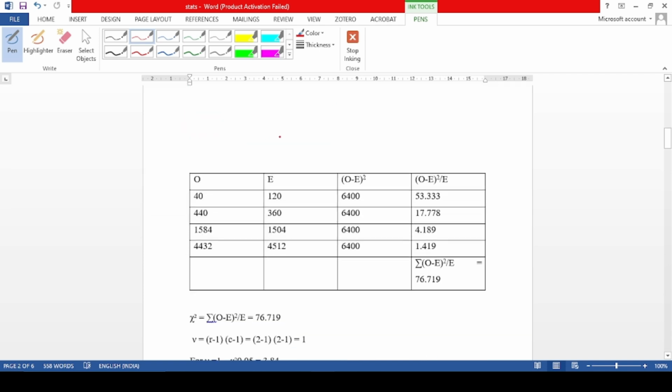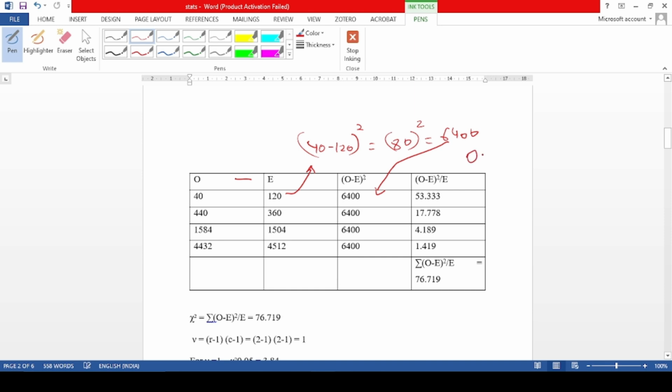Okay, now we have to find the difference of these two values, O minus E, and then square it. For example, for the first one: 40 minus 120 is 80, and 80 squared is 6400. So this is the first value. Similarly, here 440 minus 360 is 80 only, and its square is 6400. 1584 minus 1504 is 80, and its square is 6400, and so on.